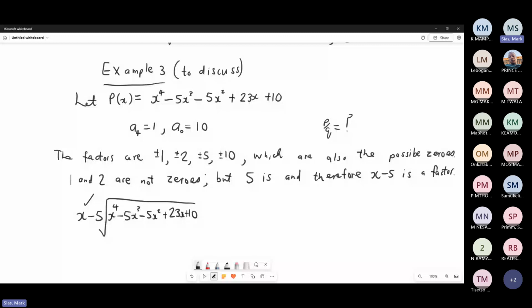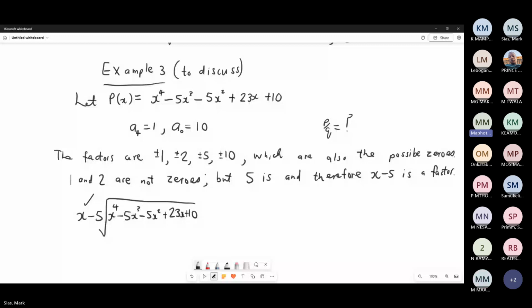So I think I wrote down everything correctly. Let me just double check. Minus 5x squared plus 23x plus 10. Yeah, otherwise there will be big problems. Then I subtract and everything works out nicely. As I can see, this is just 0. And then I can bring down my minus 5x squared plus 23x. And then I say, okay, x divides into minus 5x squared, minus 5x times.